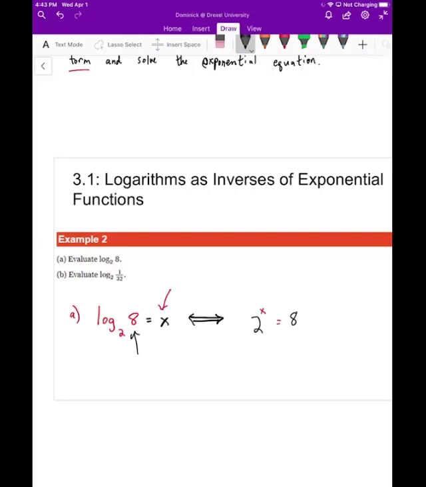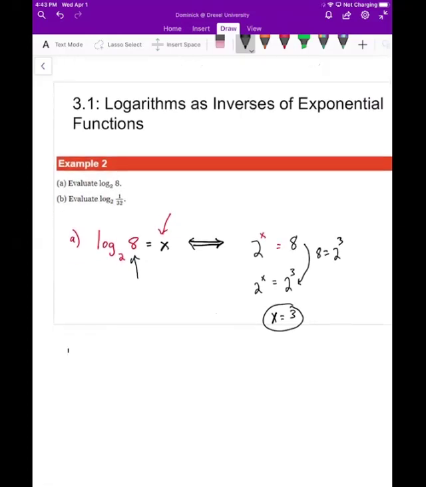All right, well, if these things are equivalent, then this is easy, because this is what power of 2 gives you 8, right? And of course, 8 we could say is 2 to the third. So this allows us to say that x is equal to 3. All right, so we just wrote 8 as a power of 2 there, and that allowed us to do that.